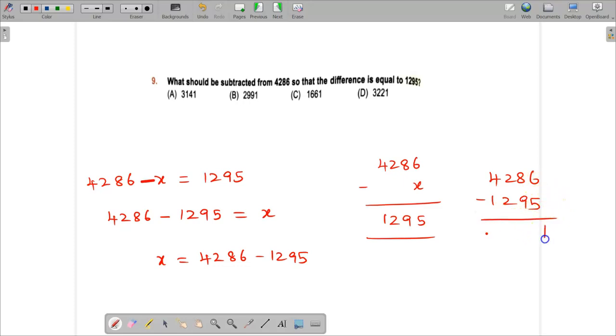So 6 minus 5 is 1, and then from 8 we cannot subtract 9, so just take 1, borrow, so it becomes 18. So this value becomes 1. So 18 minus 9 is 9, and again from 1 we cannot subtract 2, so just take 1, borrow, so this will become 11, this will become 3. So reduce 1 from 4, so it becomes 3. So 11 minus 2 is again 9, 3 minus 1 is 2. So 2991 is the answer. X is 2991. So the option is B. B option is correct for the 9th question.